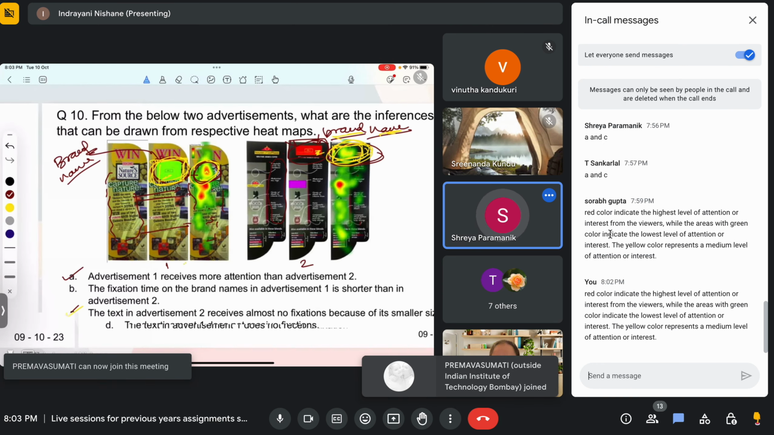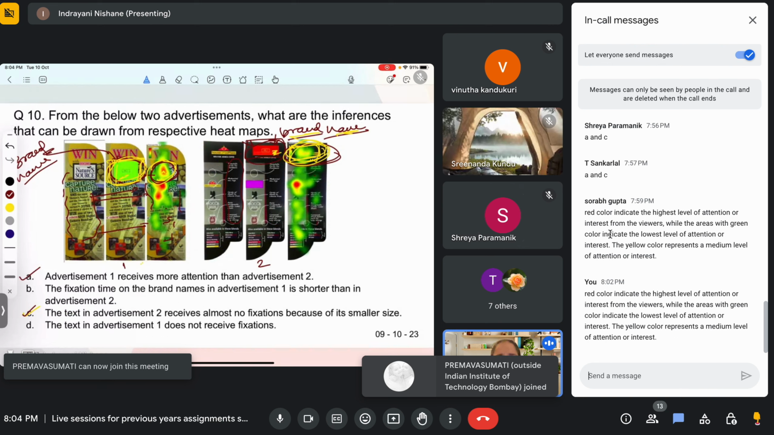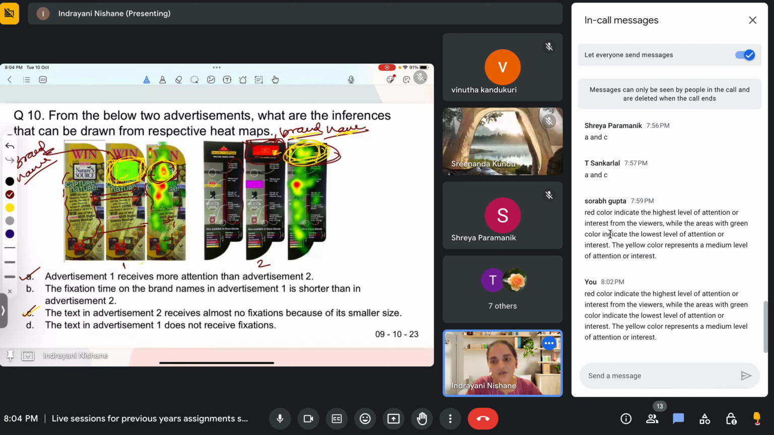It is just comprehension, like picture comprehension. How do you solve it? Area of interest is given. You have to see the maximum number of fixations, meaning the red color. Where is the red color happening? And if there is no color, that means there are no fixations in that particular area. So consider option C, for example: the text in advertisement 2 receives almost no fixation.